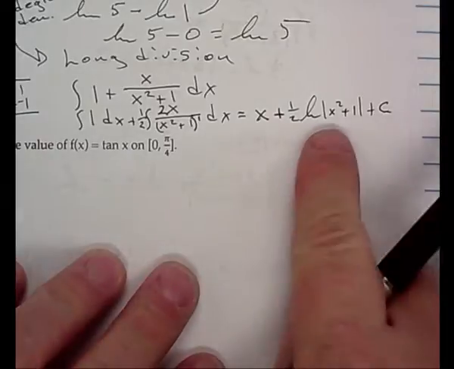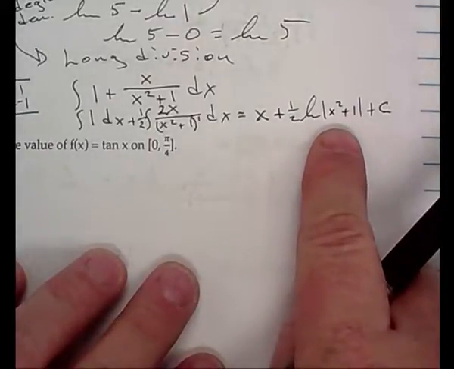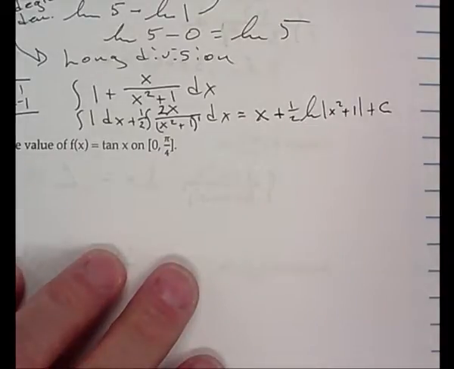Now just realize they might have the square root of x squared plus 1, right? Everybody okay with that?